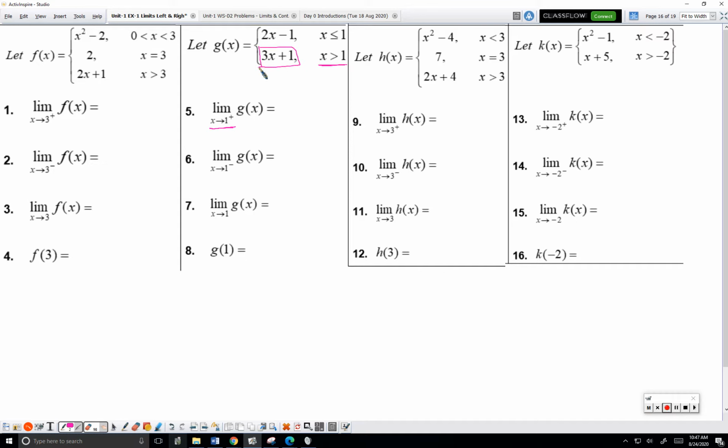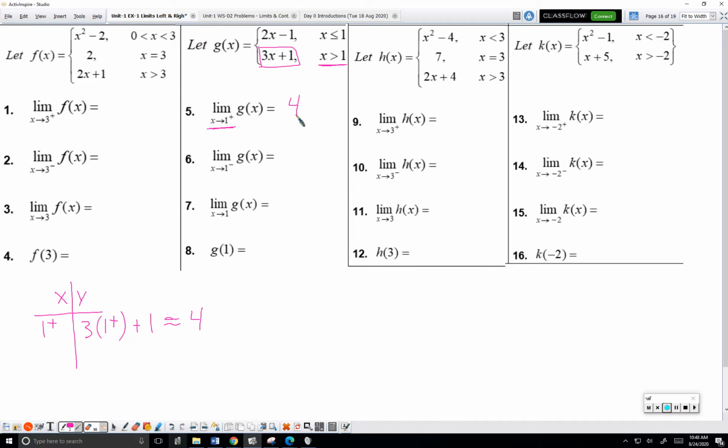So when x is slightly bigger than 1, I take 3 multiplied by that x plus 1. Don't need to be super precise, but this is not going to equal exactly. 3 times 1 is 3, plus 1, so that's going to get really close to 4. So when x is infinitesimally greater than 1, the y-coordinate is getting infinitesimally close to equaling 4.